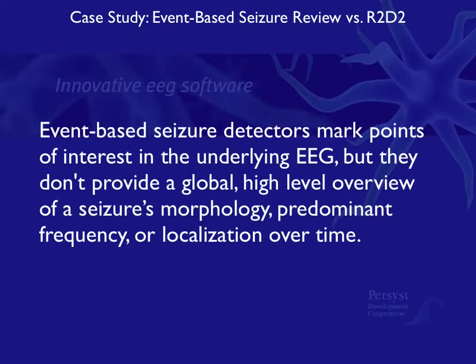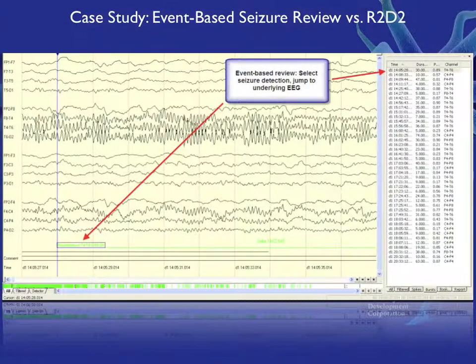Event-based seizure detectors mark points of interest in the underlying EEG, but they don't provide a global high-level overview of a seizure's morphology, predominant frequency, or localization over time. This page of EEG is accompanied by a list of seizure detections. Traditional seizure review requires the reader to move down the list of seizure detections and examine the associated EEG traces to determine the presence of an electrographic seizure.